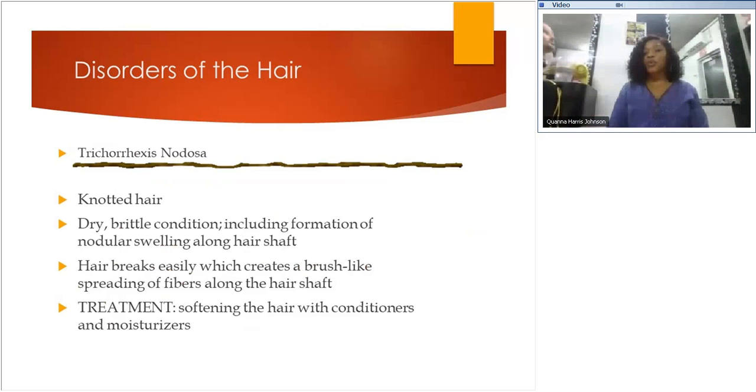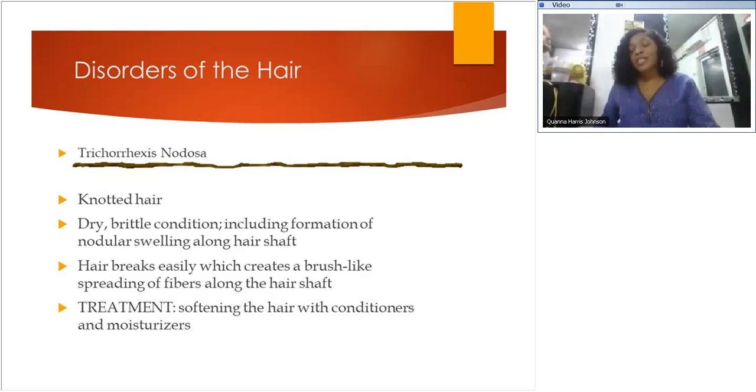Then we have trichorrhexis nodosa. Now this is called knotted hair. This is caused by the hair being dry and brittle, and it forms nodular swellings along the hair shaft. Meaning you can take a shaft of your hair, just take one strand and look at it. You're not going to be able to see it with the naked eye, but if you look under a microscope, you will notice that there are scale-like things on the hair shaft. This will cause swelling between the knots on the hair shaft, and the knots will break and look like a brush, like a brush-out. Most persons would think it's just split ends, but it's not split ends.